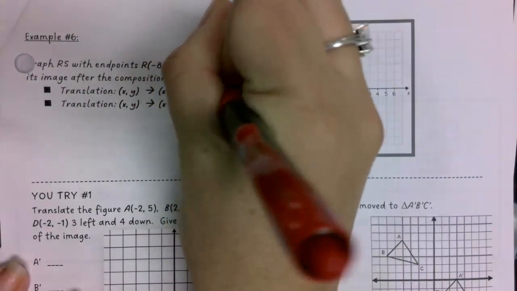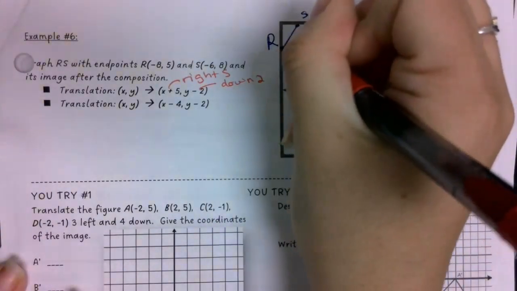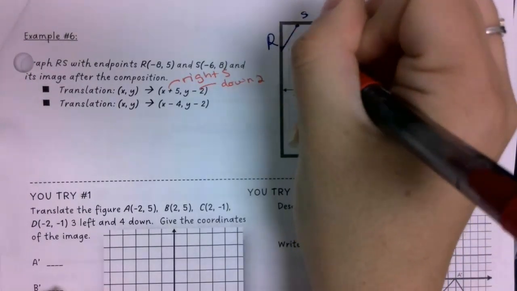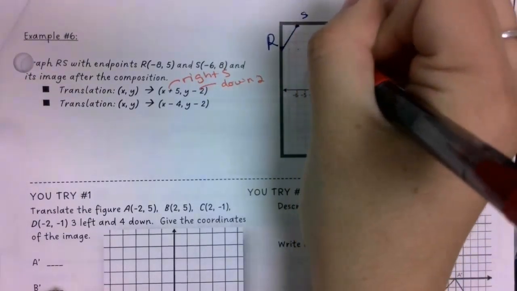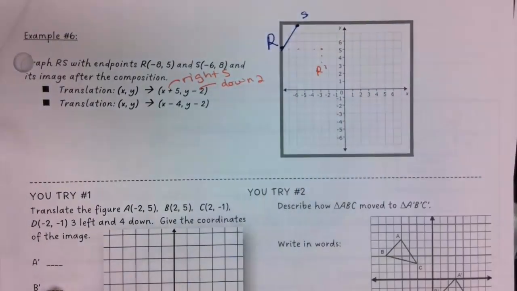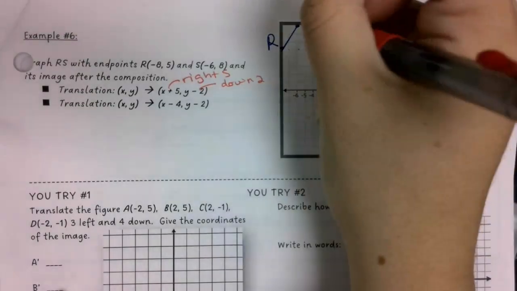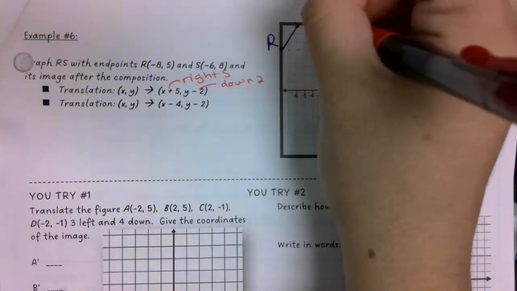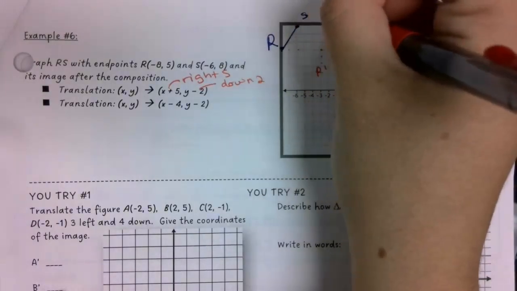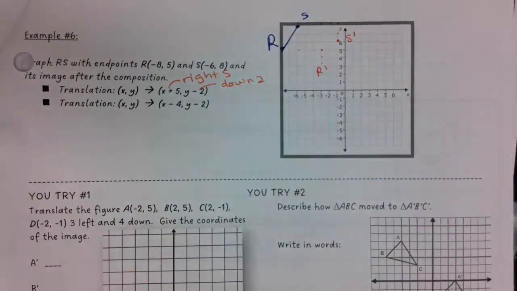So this first one wants me to go right 5, down 2. So each of those points I'm going to go over 5: 1, 2, 3, 4, 5, and then down 2: 1, 2. So this one's going to get R with one apostrophe. Same thing for S. I'm going to go right 5, and then down 2. Again, I mark it with an apostrophe.